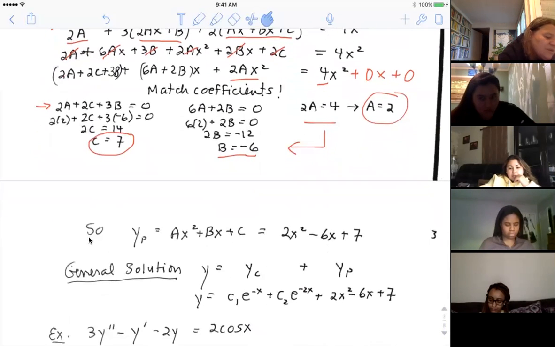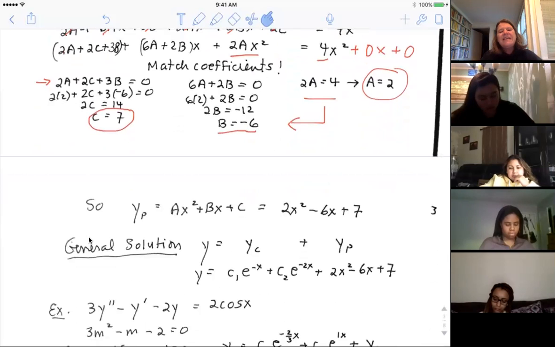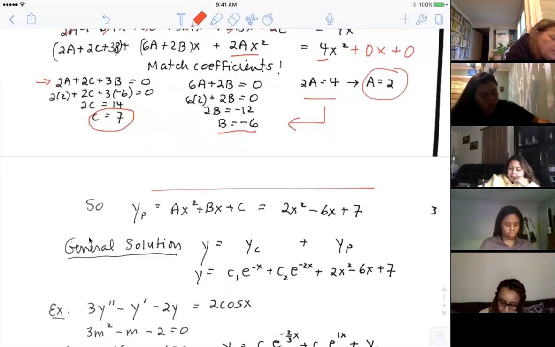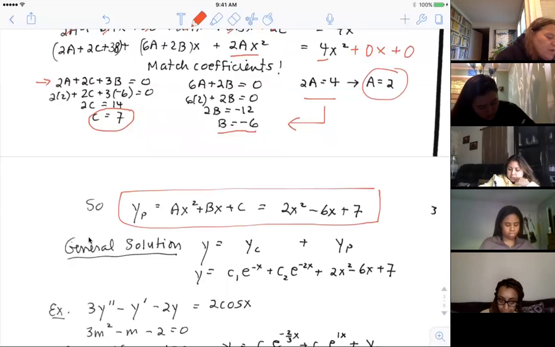Any questions, anybody, on what I did? It's a fairly easy process. It can get messy, all right, but it's an easy process. So what I found here, because of what A, B, and C were, is that the particular solution looks like 2x squared minus 6x plus 7. That being A, that being B, and that being C.